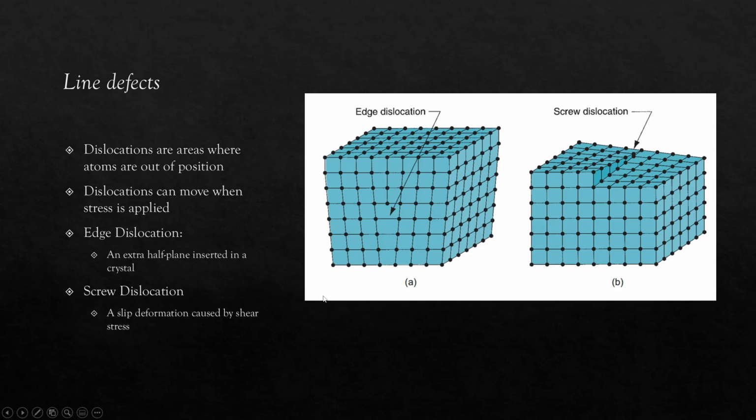So the second main type of defects is the line defects. Line defects or dislocations, you can think of them as having a line of atoms defect. So in edge dislocation, there's an extra half plane right here, causing this part right here to have less area than this part. As you can see, there's deformation in this crystal. The second type is screw dislocation, and this basically is a slip deformation caused by shear stress.